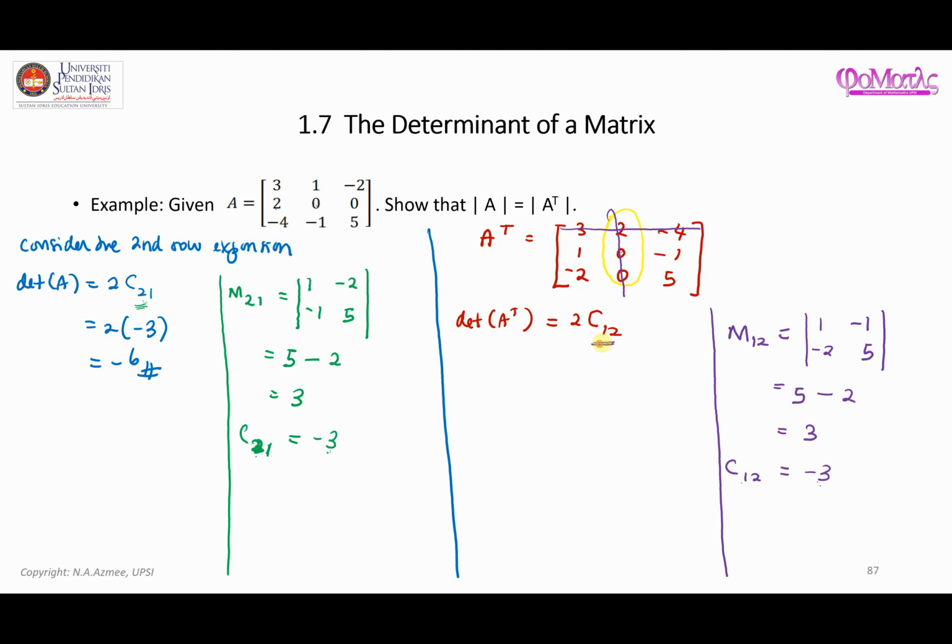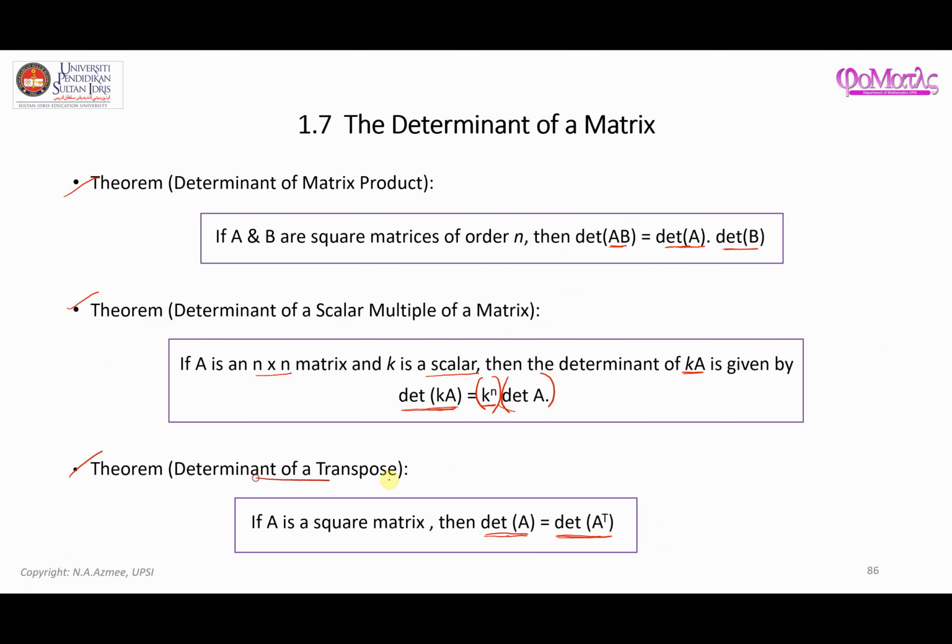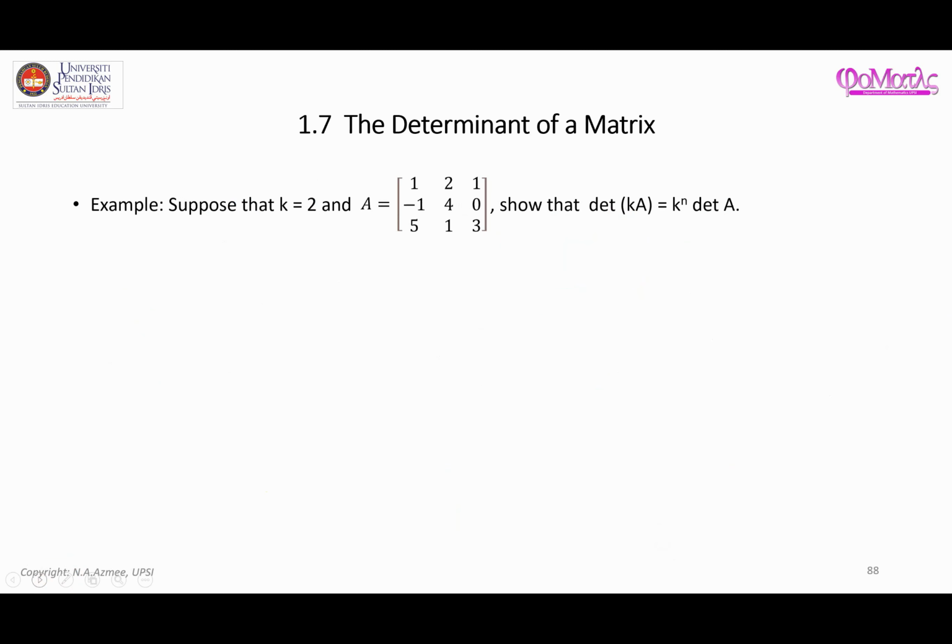This result will be supplied inside here. So here, what we have is determinant of A transpose is going to be 2 times -3, which is -6. All right, so this example is related to understanding this theorem, determinant of A transpose. Okay. Now let's look at another example.